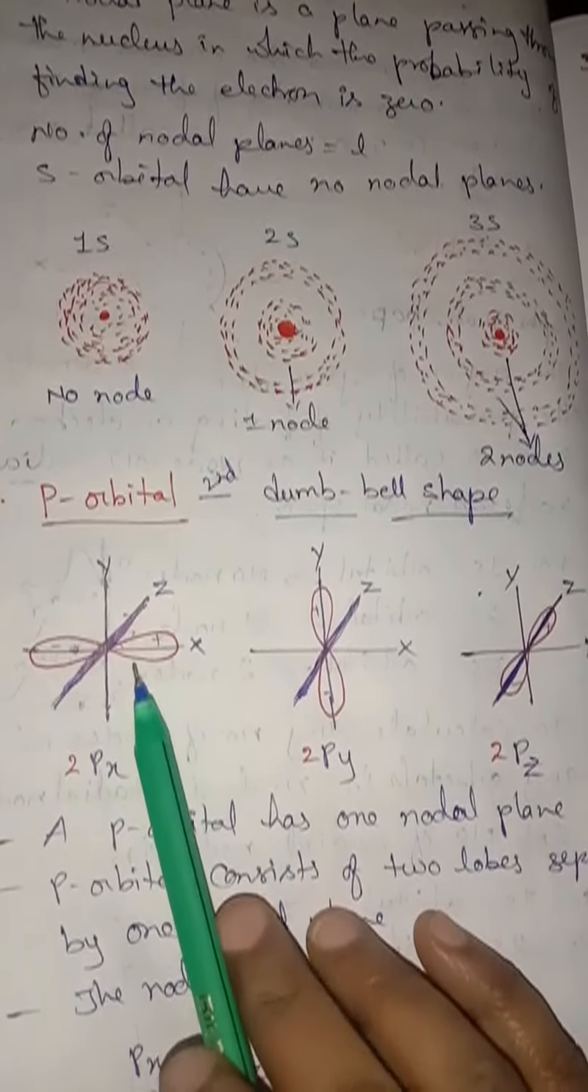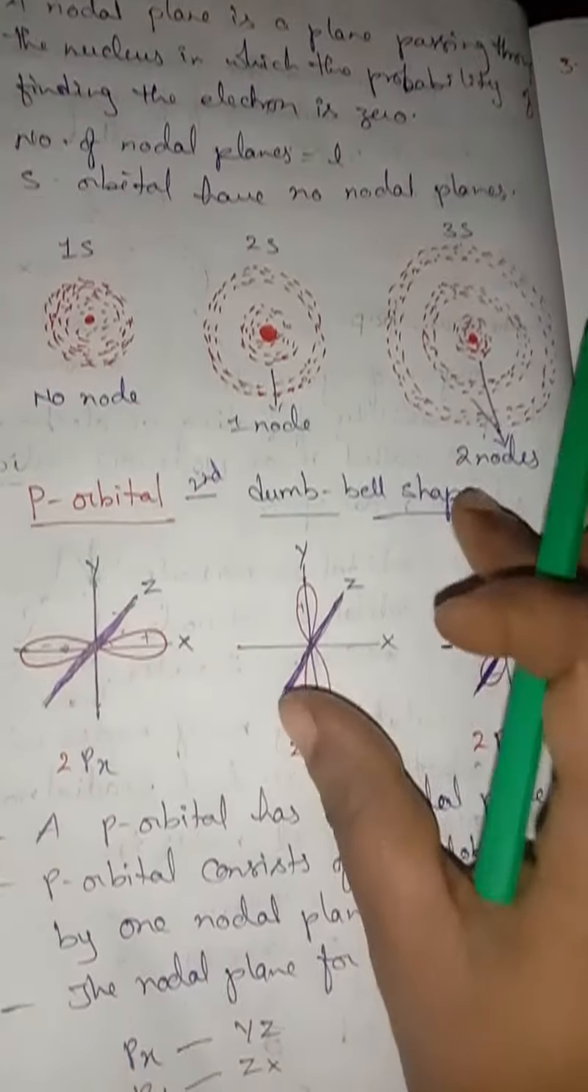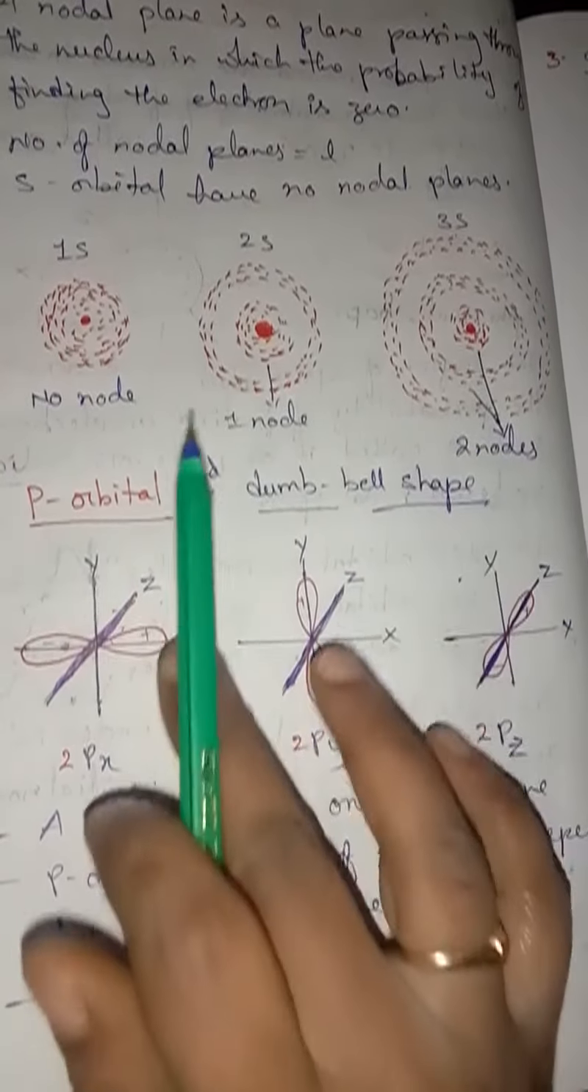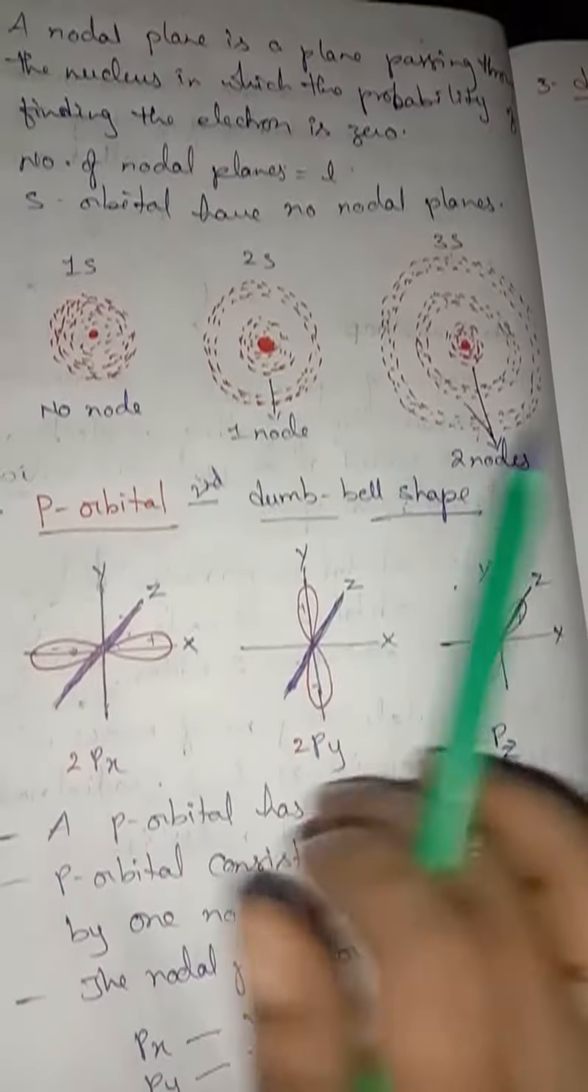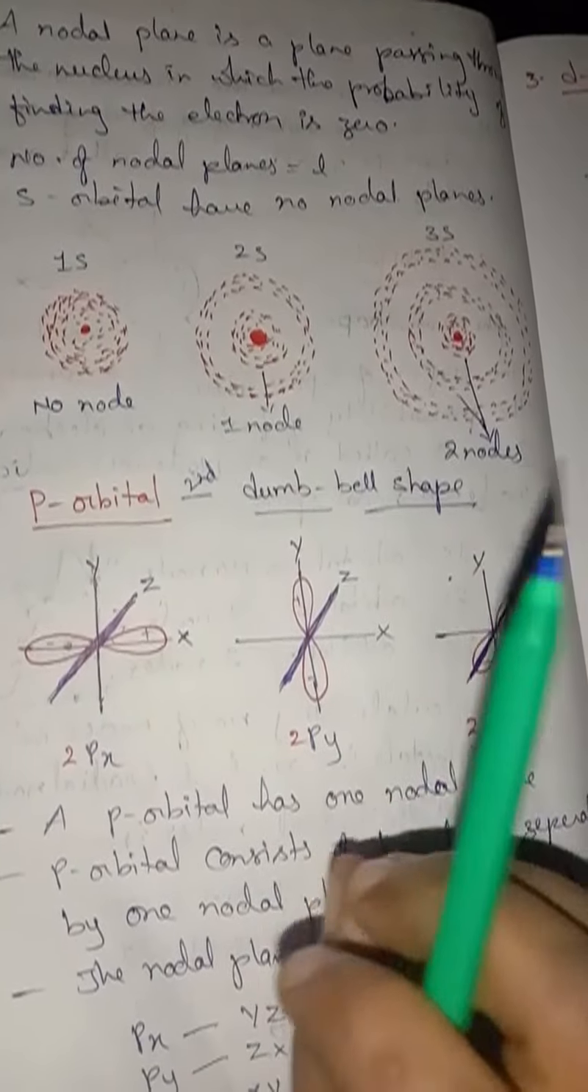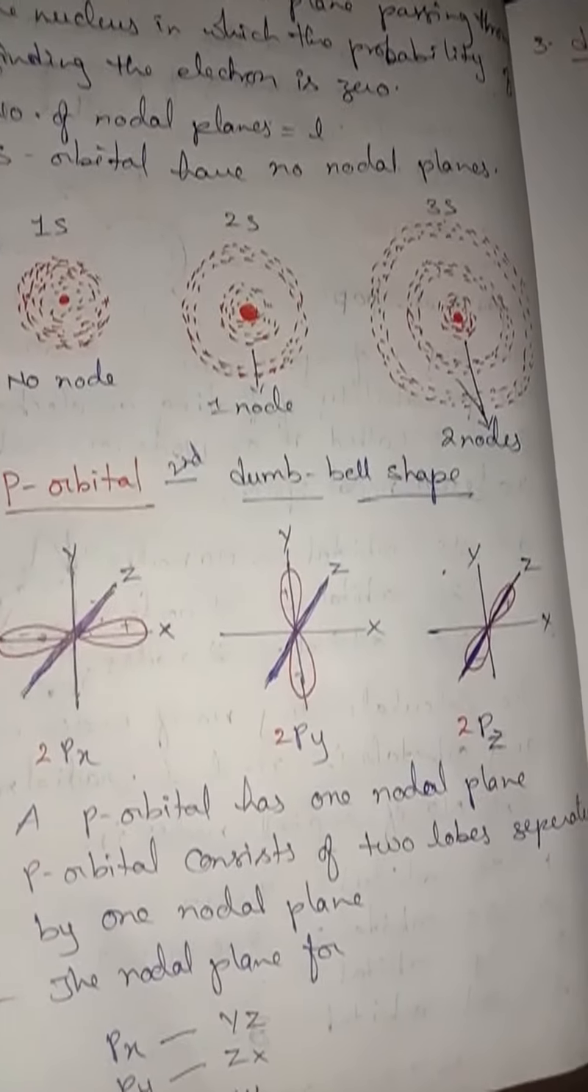So the three orbitals present in a given p sublevel will have the same shape, same size and energy, but different orientations. That means the m value will be different.